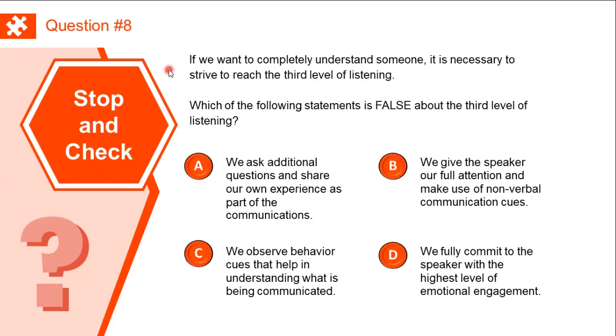Question number 8. If we want to completely understand someone, it is necessary to strive to reach the third level of listening. Which of the following statements is false about the third level of listening? A. We ask additional questions and share our own experience as part of the communications. B. We give the speaker our full attention and make use of non-verbal communication cues. C. We observe behavior cues that help in understanding what is being communicated. Or D, we fully commit to the speaker with the highest level of emotional engagement. Please think about the third level of listening and which one is false about it.